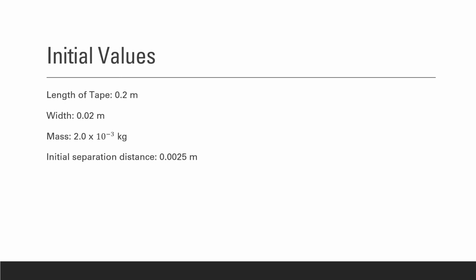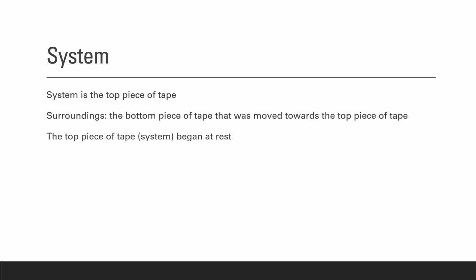The initial values: the length of the tape is 0.2 meters, the width is 0.02 meters, the mass is 2 times 10 to the negative 3 kilograms, and the initial separation distance is 0.0025 meters. So in our lab, the system is the top piece of tape, the top piece of U-tape that is attached to the two books. The surroundings is the bottom piece of tape that was moved upwards towards the top piece of tape. And we can assume that the top piece of tape began at rest.